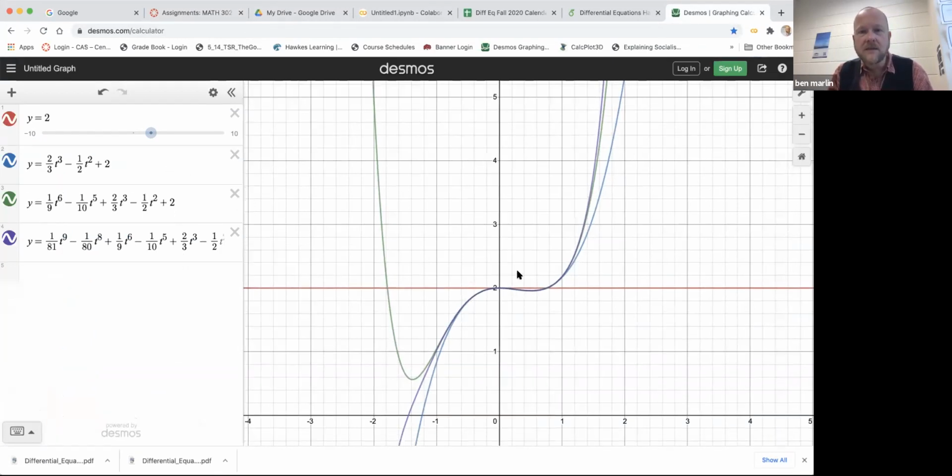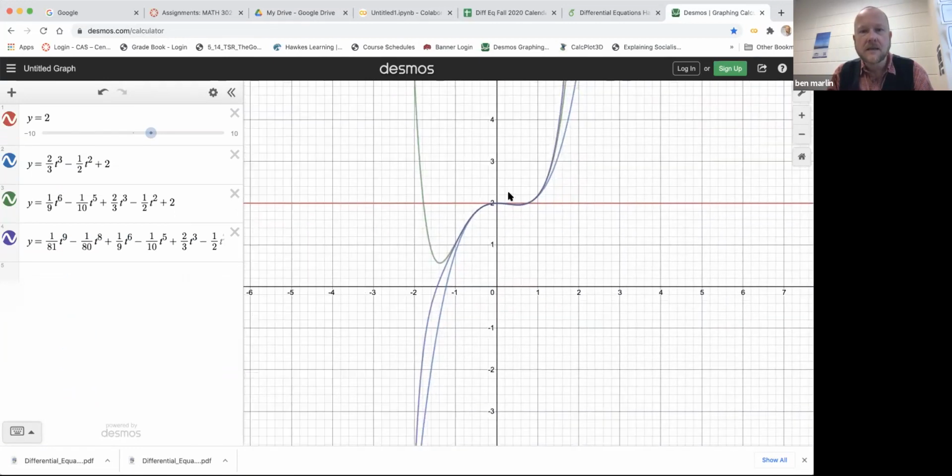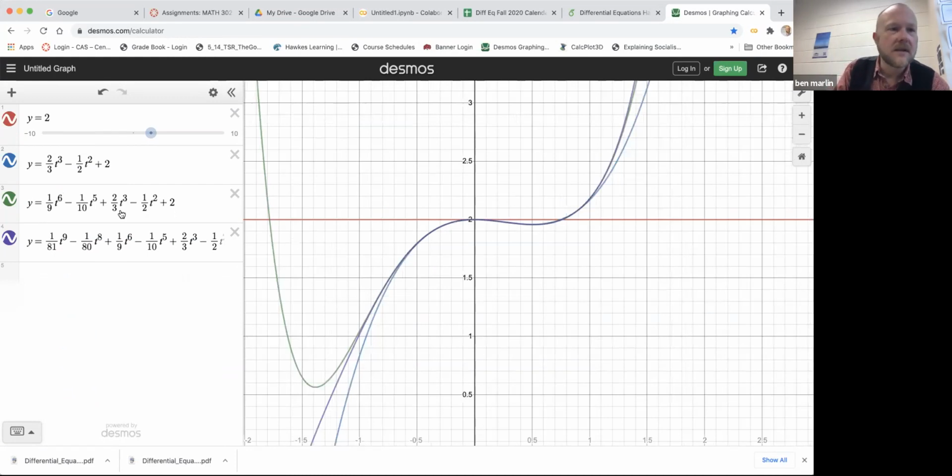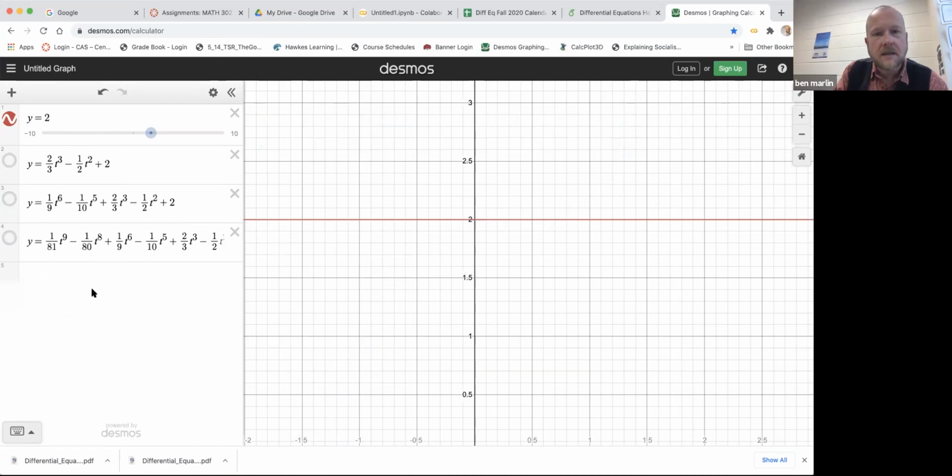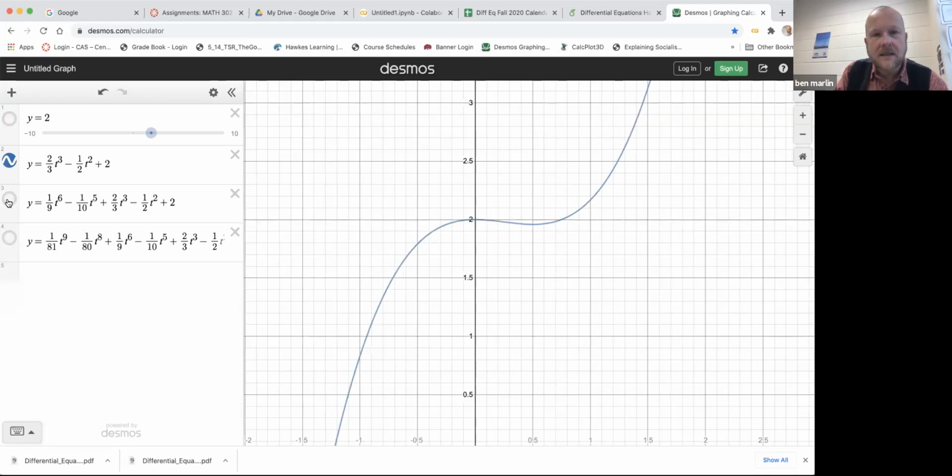So that is the graph that you saw. Let me turn off the later approximations. So you see that the first approximation is just a constant, and then the second approximation immediately turns things into a cubic, and then the next approximation jumps up to a 6th degree. Notice there's not much difference between the cubic and the 6th degree. And now the next one's going to be 9th degree.